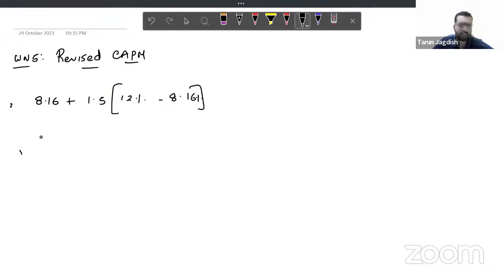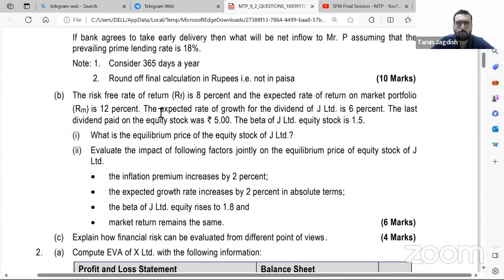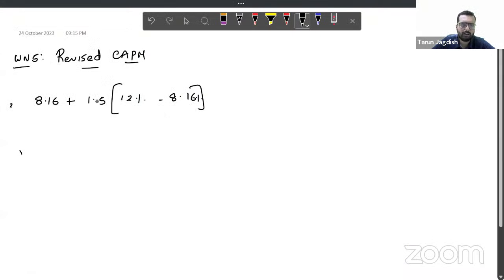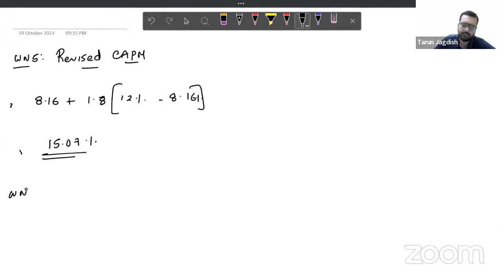Can you tell me, when you do it like this, what is the answer you get? Beta is going up, is it? How much is the beta they have told over here? Beta is 1.8, is it? Okay, so here it will be into 1.8. So what's the answer you get? Do you get the answer as 15.07 percentage? Correct?